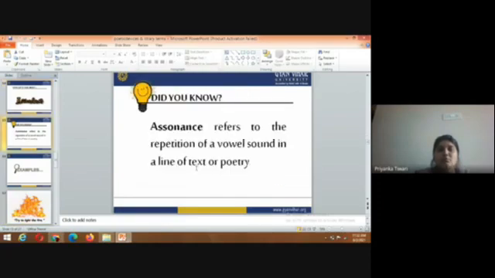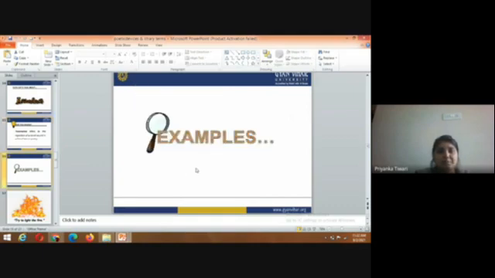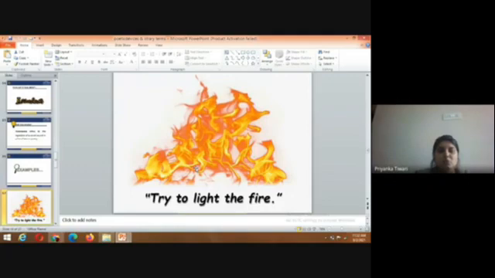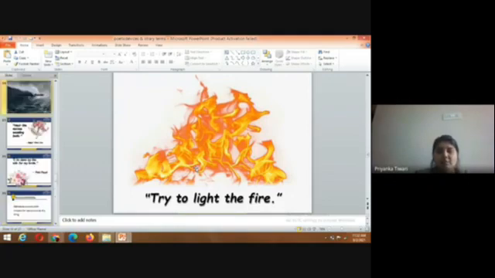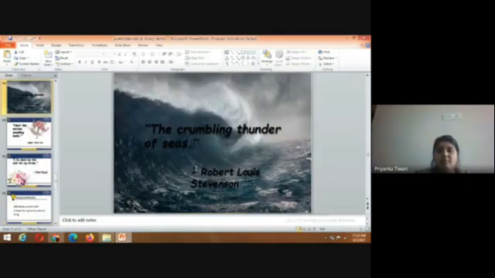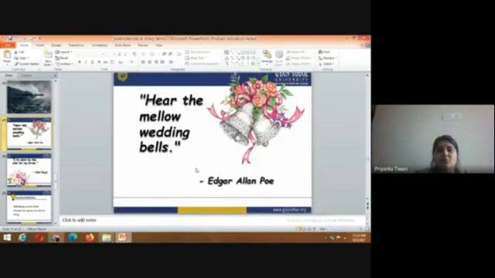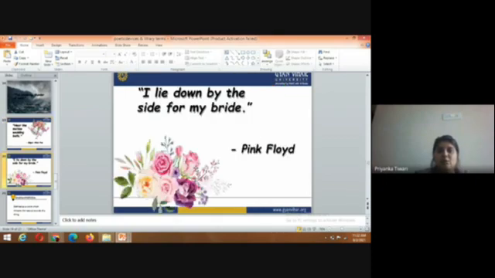Assonance refers to the repetition of a vowel sound in a line of text or poetry. Try to light the fire, and the grumbling thunder of seas. Here, the mellow wedding bells will lie down by the side of my bride.